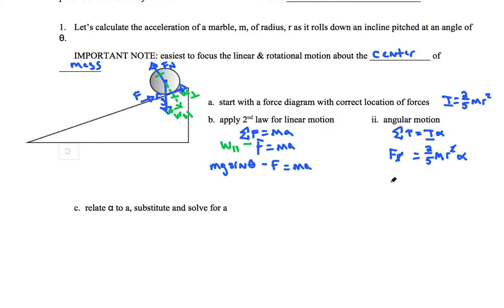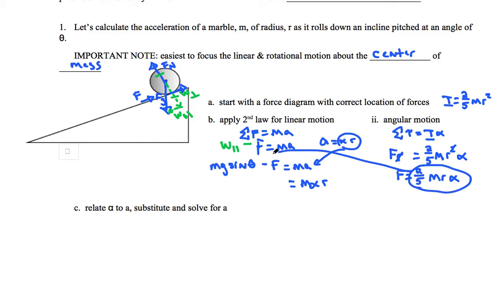So here's what I'm going to do. I have F equal to 2/5 mr alpha. And if I relate the acceleration in terms of alpha, I know that a equals alpha times r. So I'll rewrite this as m, and then substitute alpha r in for a, so m alpha r. I'm going to do another substitution and plug this in for that force.